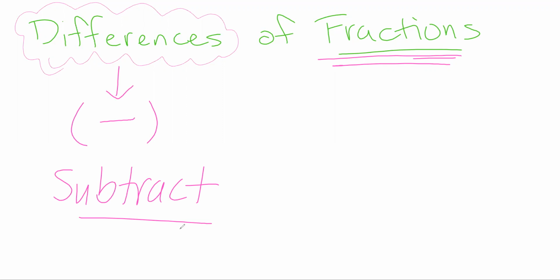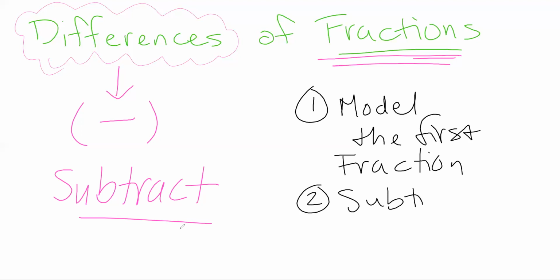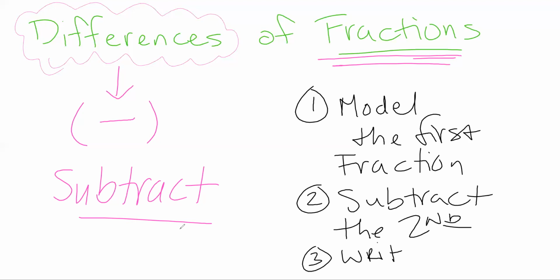So we're going to look at how we might model the first fraction, and then we are going to subtract the second one, and then that will just give us an answer. We'll write that as a number, or as a fraction. So these are our three steps: we're going to model the first, subtract the second, and then write as a fraction. With sums of fractions, remember we modeled both to help us put them together. In this case, we only have to model one. So let's just dive into that with some examples today.